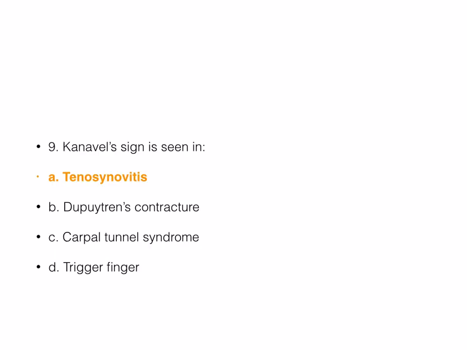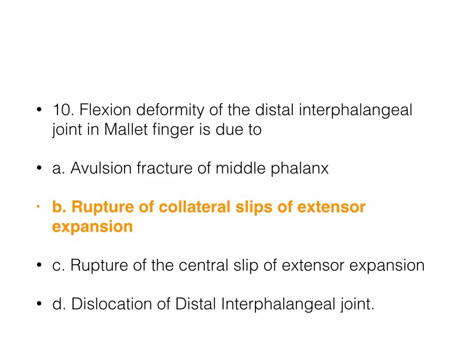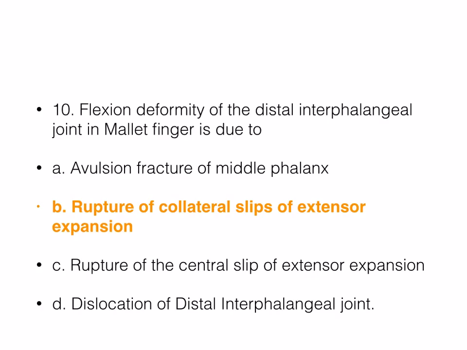And then Kanavel sign, just read about this. This is because of tenosynovitis. You will not be able to flex the particular finger, and if you try to flex it, it will be very painful and the finger will be swollen because of the inflammation. And flexion deformity of the distal interphalangeal joint, which means mallet finger. This question was asked in previous NEET papers, that's why I selected it. They are talking about the mallet finger.